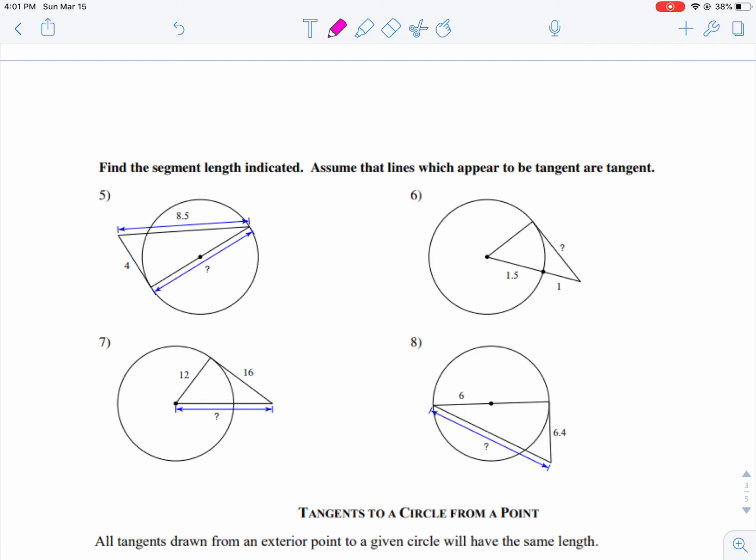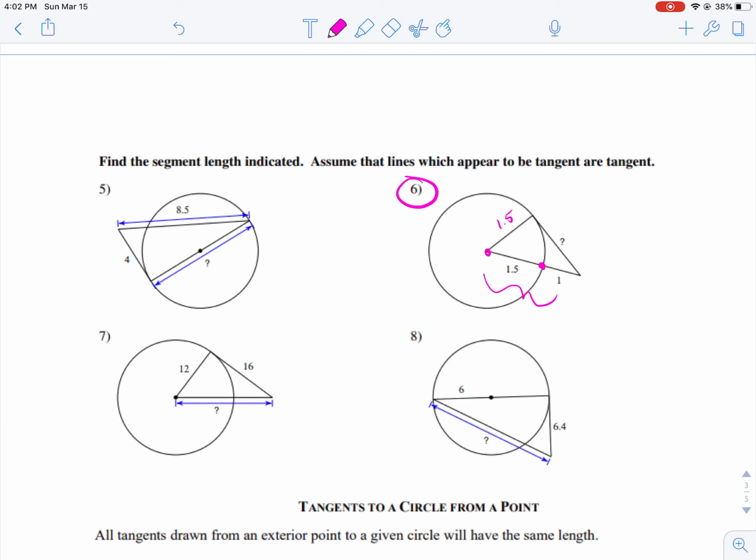So what do we know? Let's try number 6. I think the other two are kind of straightforward. 6 seems a bit tricky. It might not seem obvious at first, but what is the length of this side right there? Well, because these are radii, if that's 1.5, that means that is also 1.5. Which means this whole piece right here is 2.5.